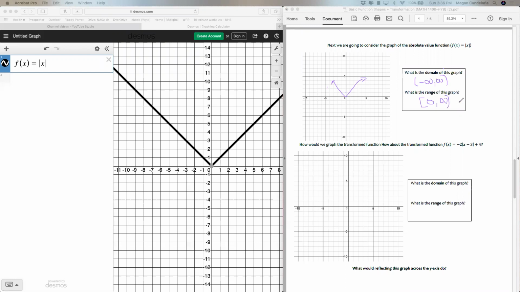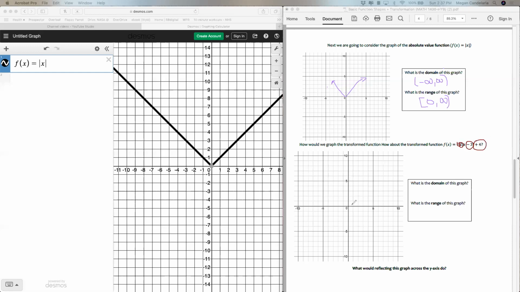Now the nice thing is transformations are going to work exactly the same with our absolute value graph, right? So if we can figure out what transformations we've done, we can sketch a graph of this. So a negative out in front is an x-axis reflection, so that means this graph is going to open downward. We've stretched it by a factor of 2. We've moved to the right 3 and up 4. So let's see if we can do all of those things.